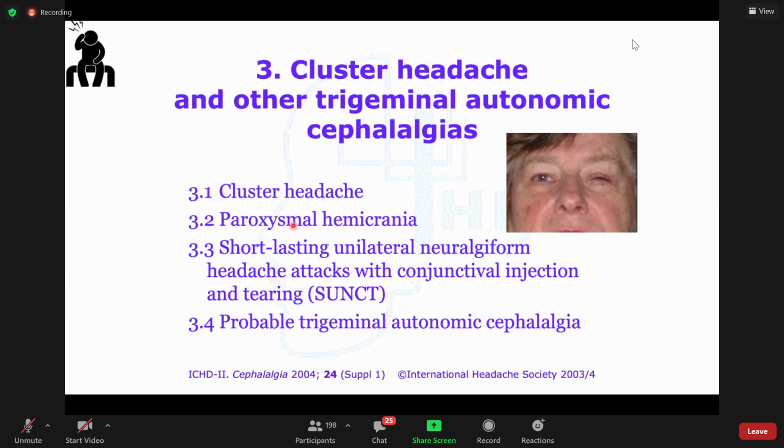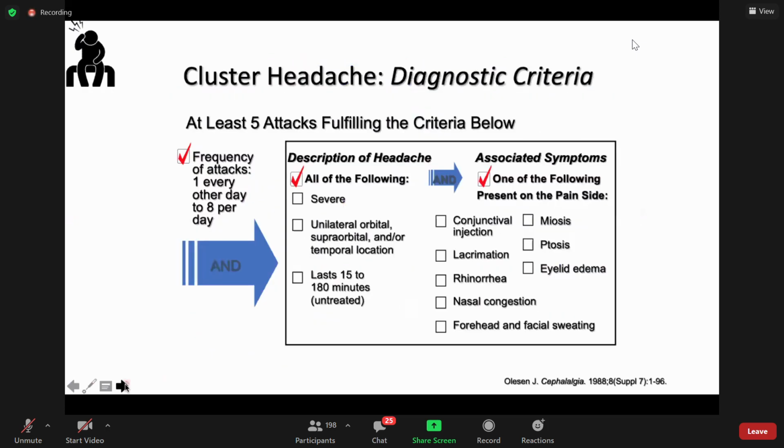There is paroxysmal hemicrania and the short-lasting neuralgiform headache attacks with conjunctival injection, similar to cluster, but of short duration. This one lasts only several seconds, less than a minute. Cluster headache may last for about 15 minutes. And there are the other probable trigeminal cephalalgias. Let's talk about cluster headache.